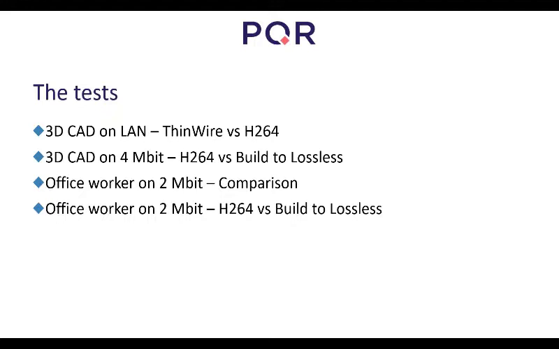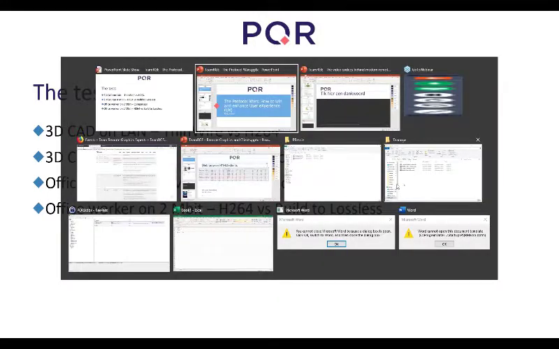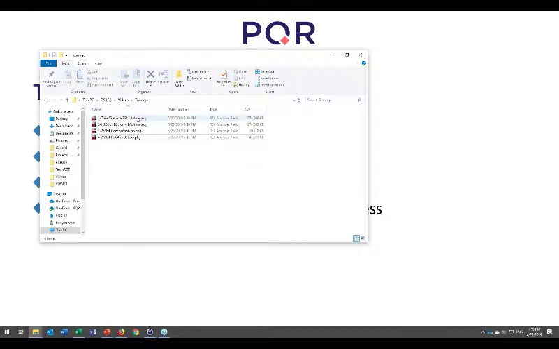An office worker on a 2 megabit connection, where I did a comparison just to show you the differences between the codecs. And the last one is an office worker on a 2 megabit connection, where I will show you the difference between H.264 and built-in lossless. So let's switch to the first demo.